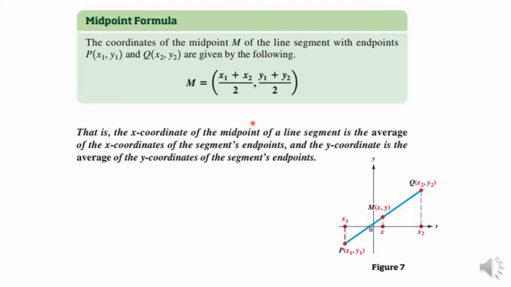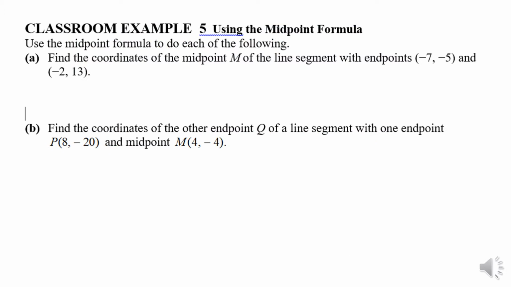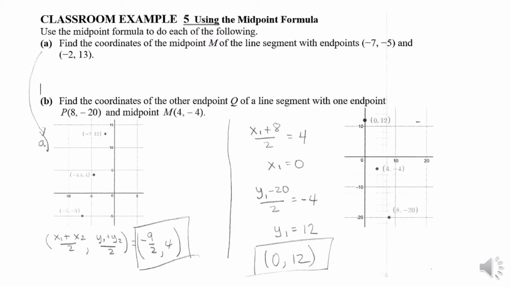We also have a midpoint formula. The midpoint formula asserts that the midpoint is at the average of the x coordinates and the average of the y coordinates. We're going to apply that in classroom example 5. This is from your guided study notes. Pause the video now, do the problem, then hit play to check your answers. Let's see how you did.